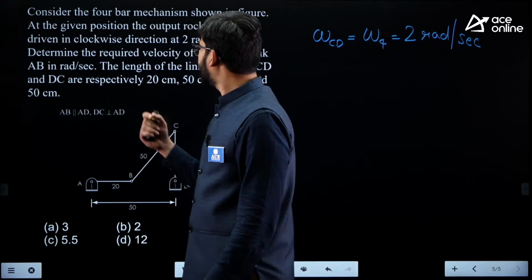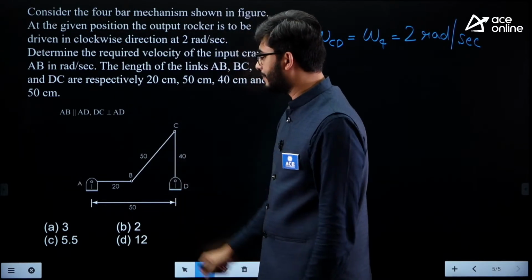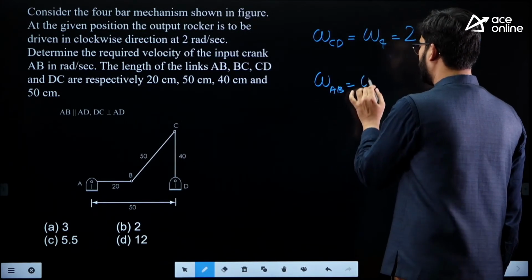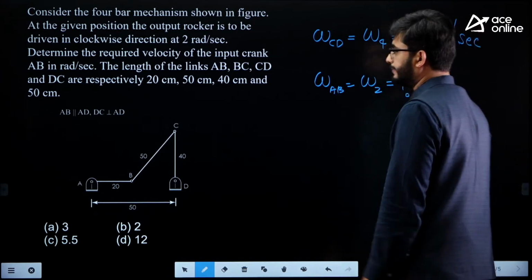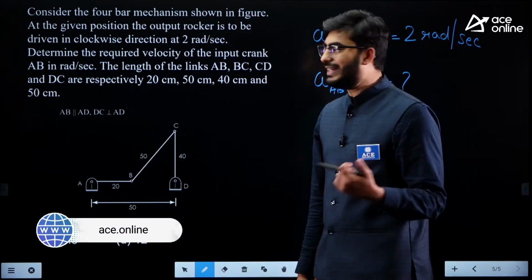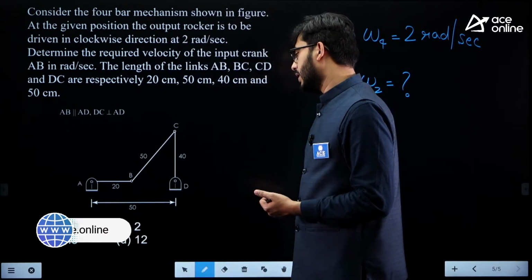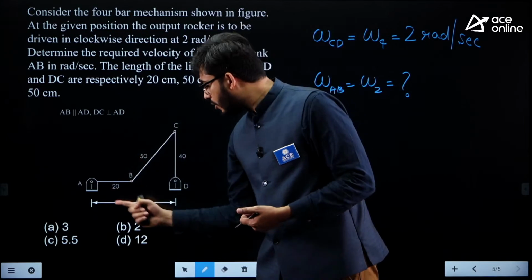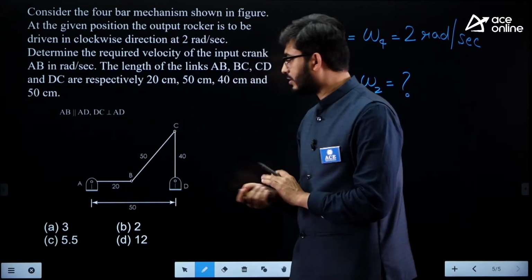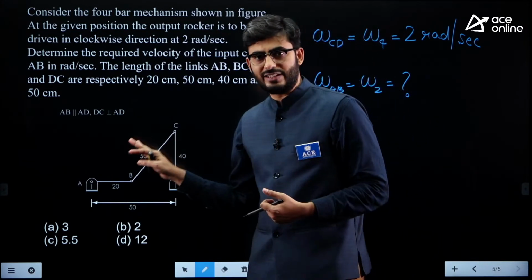Now, determine the required velocity of input crank AB. The velocity of the crank AB, that is omega AB or omega 2, is what we have to calculate. The lengths of AB, BC, CD and DC are given as 20 centimeters, 50 centimeters, 40 centimeters and 50 centimeters. Now guys, here we can understand the way the configuration is given. The angles describing the configuration of the mechanism should be computed very fast. The configuration will be given in such a way, guys.